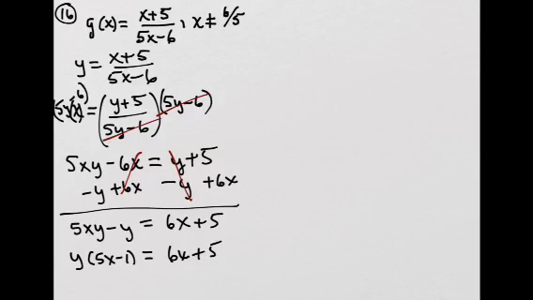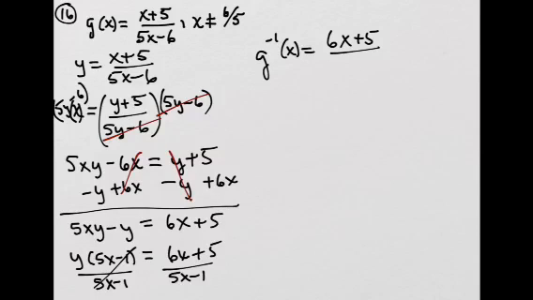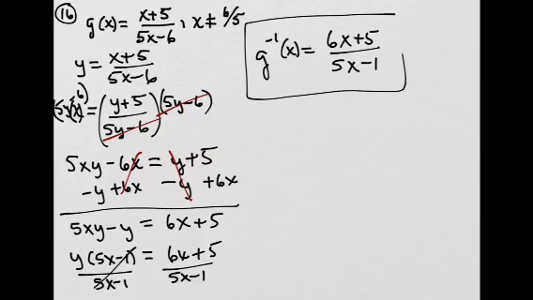And now I can divide both sides by 5x minus 1 to leave y by itself, to isolate it. So I'm going to divide. And now this is 1. Y is now by itself. And step 4, the very last thing, is go back to function notation. So it'd be g inverse of x equals 6x plus 5 over 5x minus 1. And that would be the inverse of the original function.